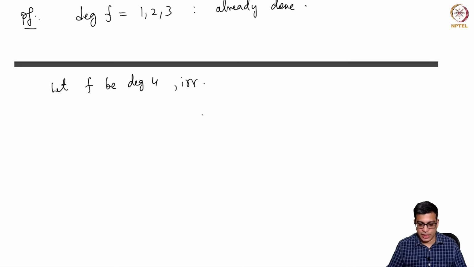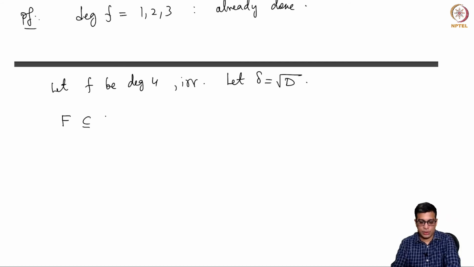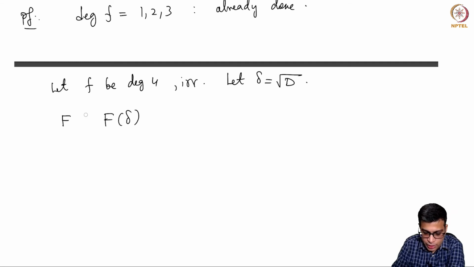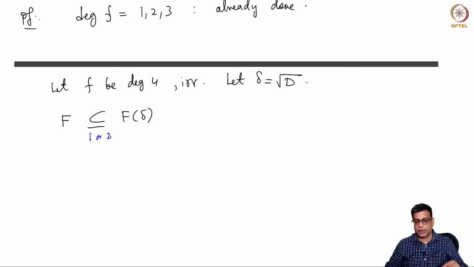So, now what I do is, I do the following chain tower. I start with F, let delta be the square root of D. So, I will take F of delta. This degree here is 1 or 2. Why is that? It is 1 or 2 depending on whether delta is in F or not. In other words, D is a square or not. If D is a square, it is 1. If D is not a square, it is 2. But now look at f over this.